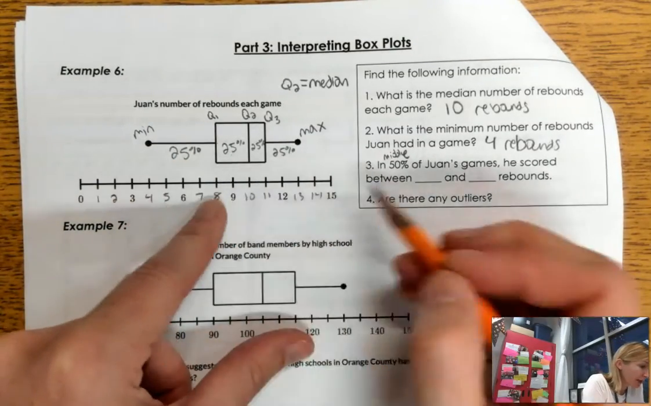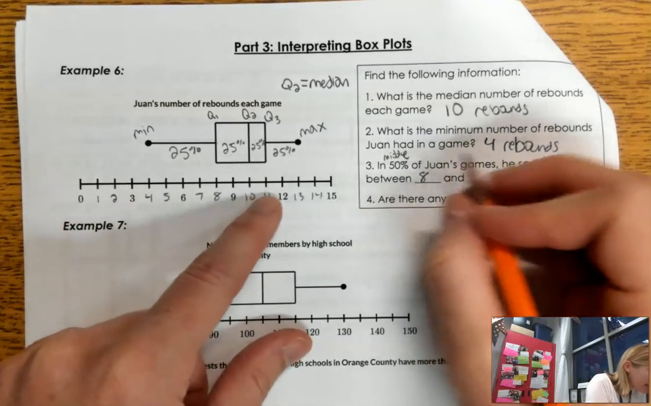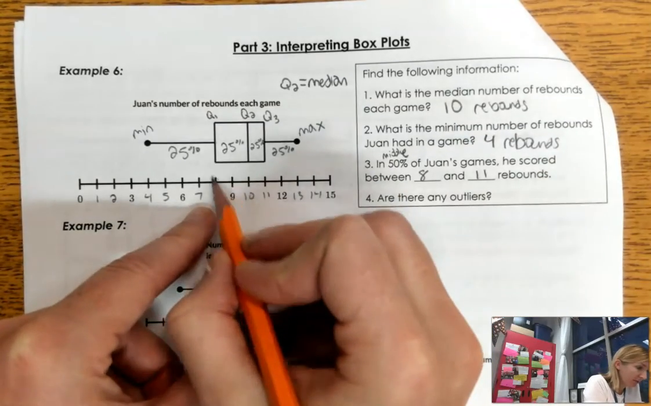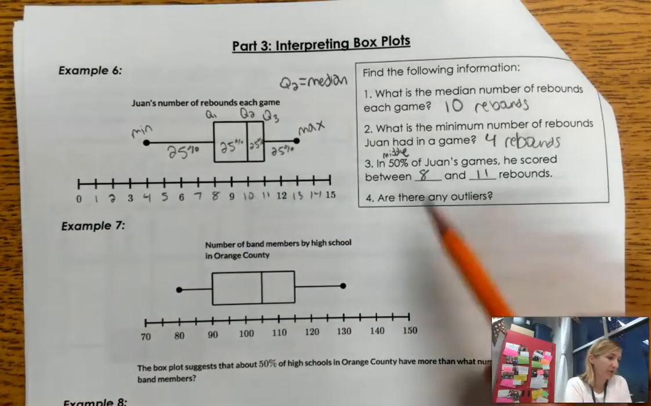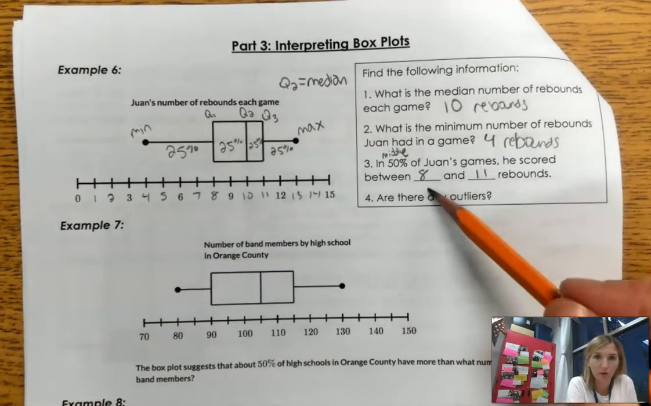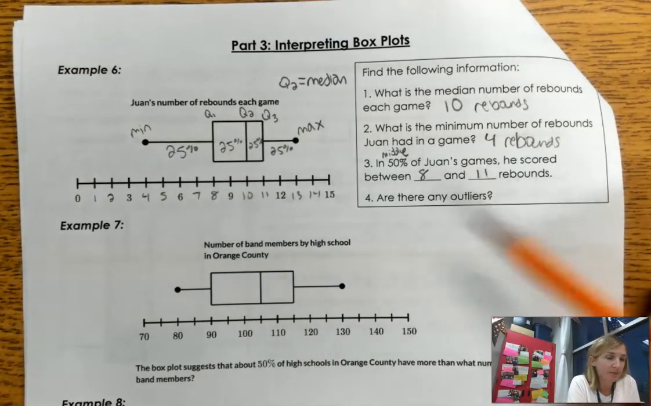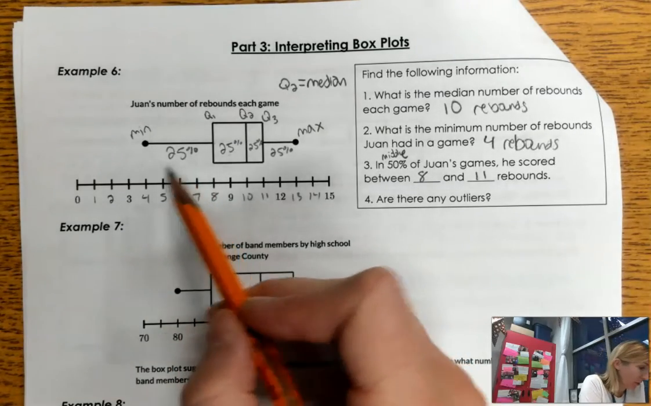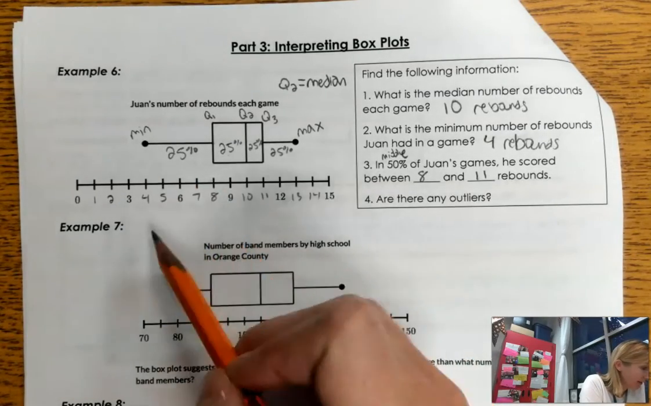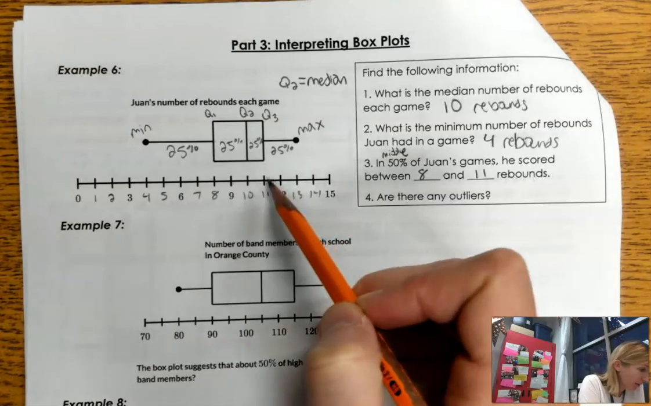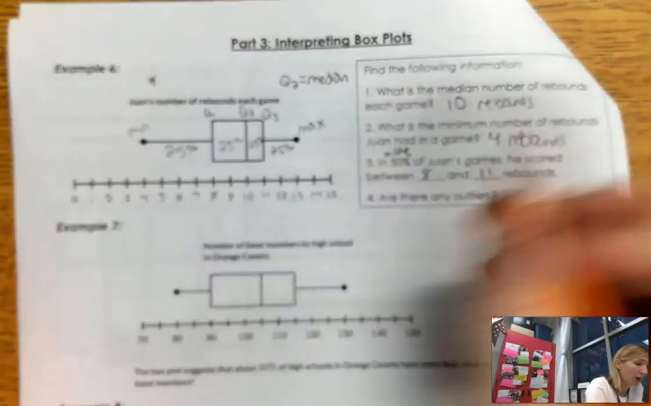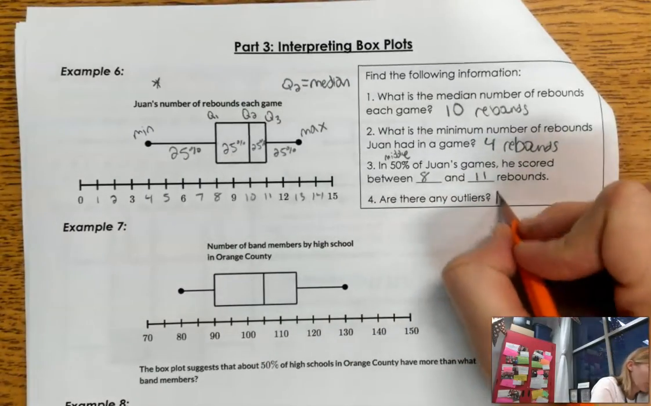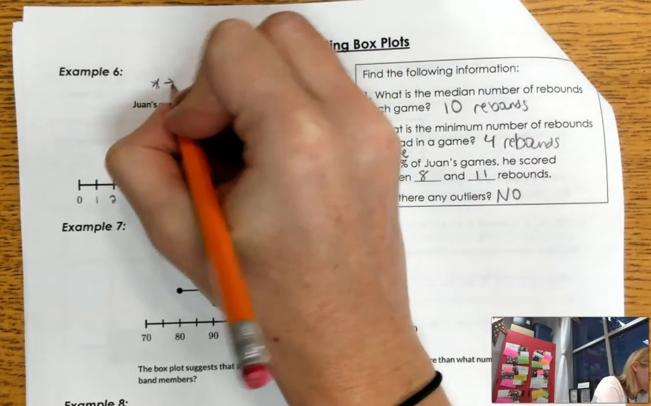So between Q1 and Q3, he scored between 8 and 11 rebounds. 8 is our Q1, 11 is our Q3. So the middle 50% of the rebounds he scored, 8 and 11. The lowest 25% would be between 4 and 8, and the highest 25% would be between 11 and 13. All right, are there any outliers? Remember, outliers are designated with a little star. I don't see any, so no outliers.